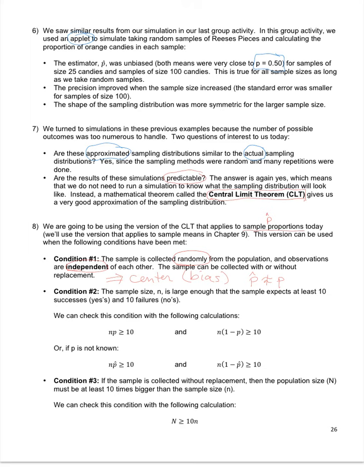All right, condition number 2, your sample size has to be large enough that the sample expects at least 10 successes, or yeses, and 10 failures, which are nos. And you can check this condition with 2 calculations. Your first calculation is that the sample size times p should be at least 10, and your sample size times 1 minus p should be at least 10. And both have to be met. It's not one or the other, both have to be met.